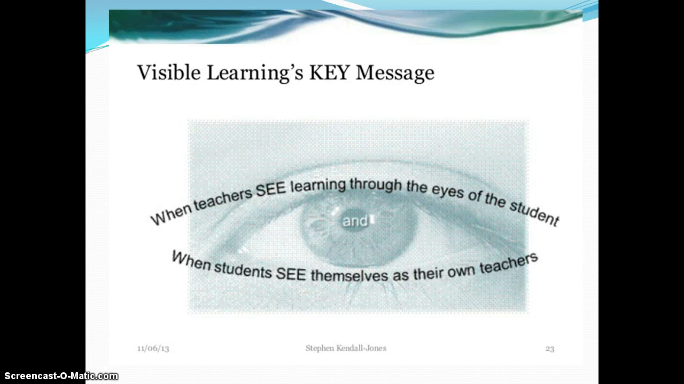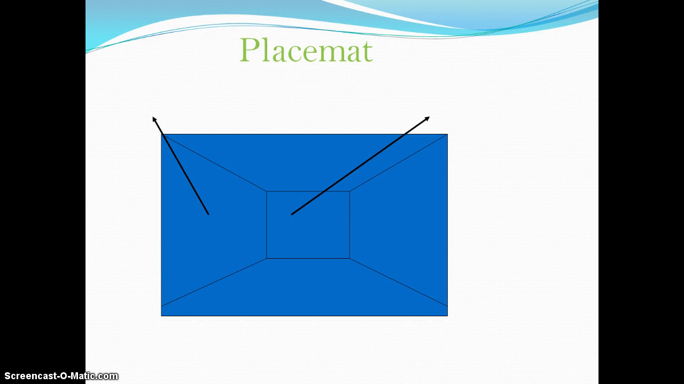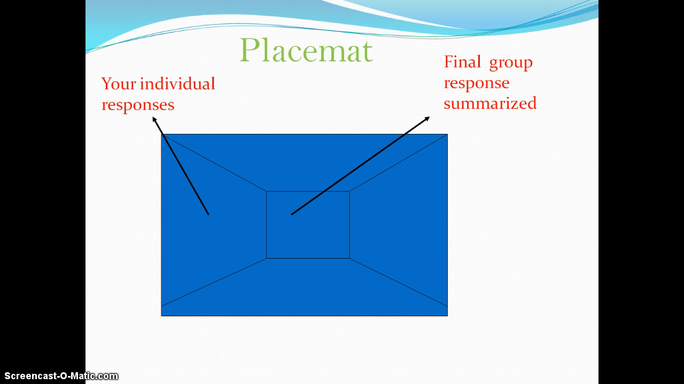Remember, visible learning's key message: when teachers see learning through the eyes of the students, and when students see themselves as their own teachers. Now here are some strategies and some suggestions for making learning visible, and we'll go through each of these in detail. The first, the placemat strategy. You can use this in a group. You can access prior knowledge, you can review a concept.